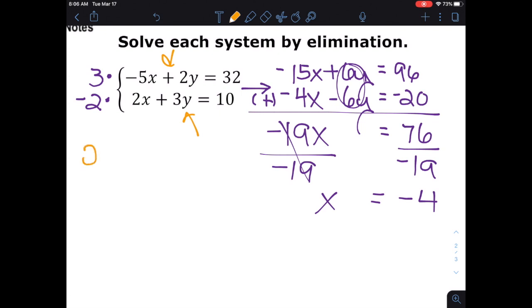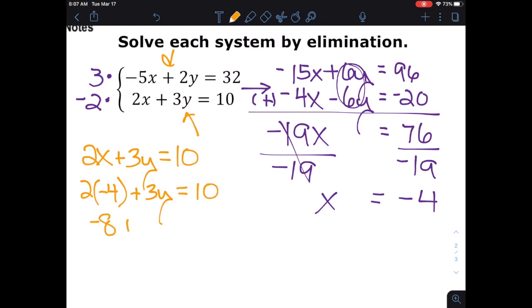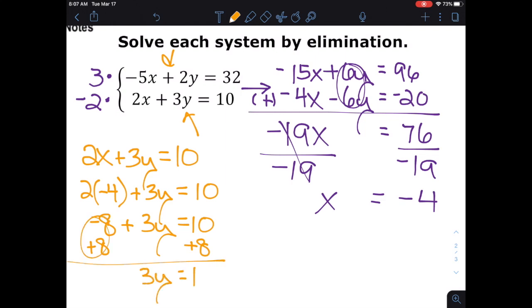I'm going to use this ugly color here. So I've got 2x plus 3y equals 10. And now I'm going to take x and plug it in. So I have 2 times negative 4 plus 3y equals 10. So negative 8 plus 3y equals 10. Now I'm solving for y. So I want to add 8 first. So those cancel out. I get 3y now equals 18.